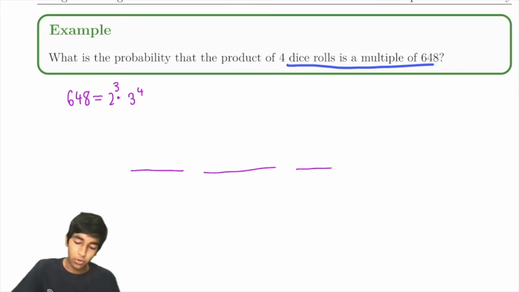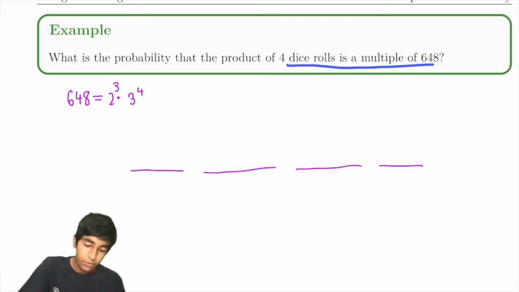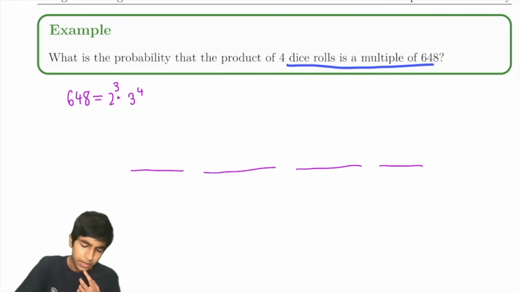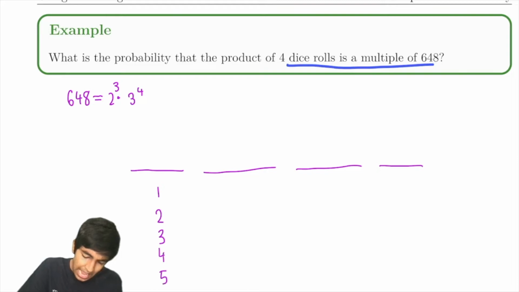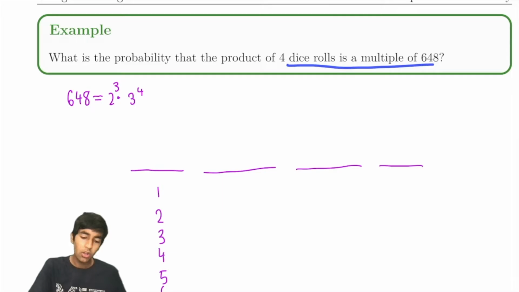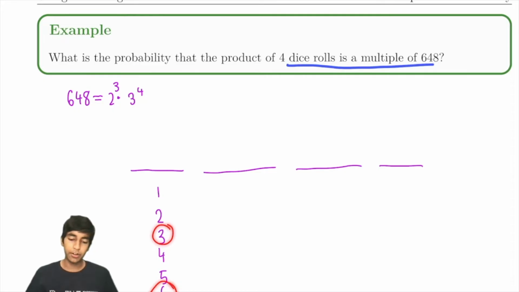So we've got 4 dice rolls, and the product has to have 3 multiples of 2 and 4 multiples of 3. Wait. So each dice roll is 1 through 6, right? And there's no way there's more than one factor of 3 in the dice roll. If we have 3, that's one factor of 3. If we have a 6, that's also one factor of 3. Everything else has 0 factors of 3, and a 9 is not possible. So, therefore, the only way for a number to be a multiple of 3 is 3 or 6.